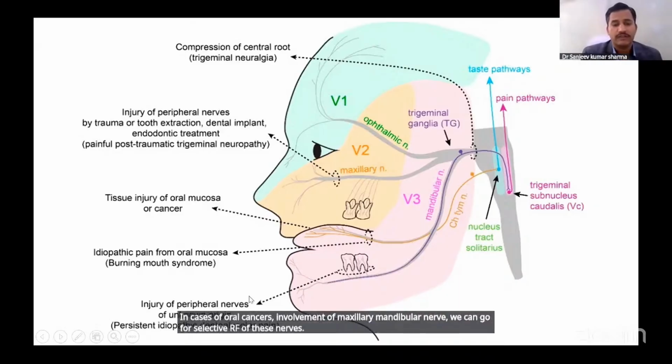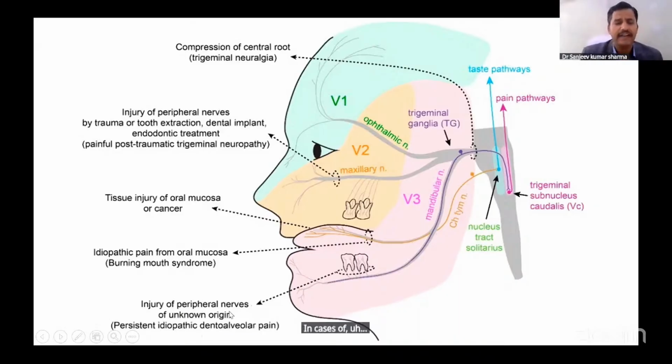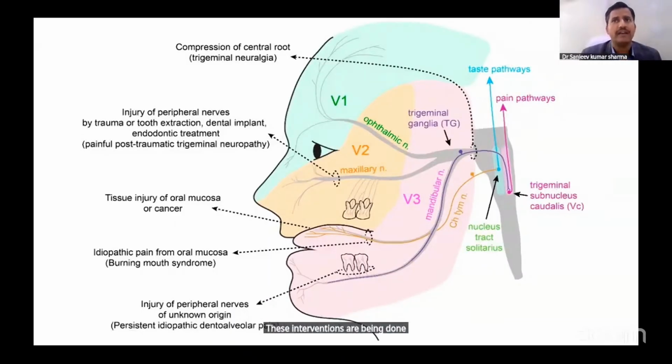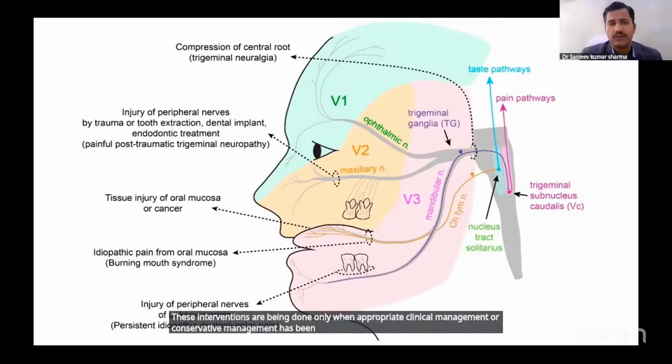In cases of unidentifiable pain, we can go for a diagnostic nerve block. And if the diagnostic nerve block has given good relief, then we can go for RFA. These interventions are done only when appropriate clinical management or conservative management has been tried, but the patient is not having relief, then we can go for these interventions.